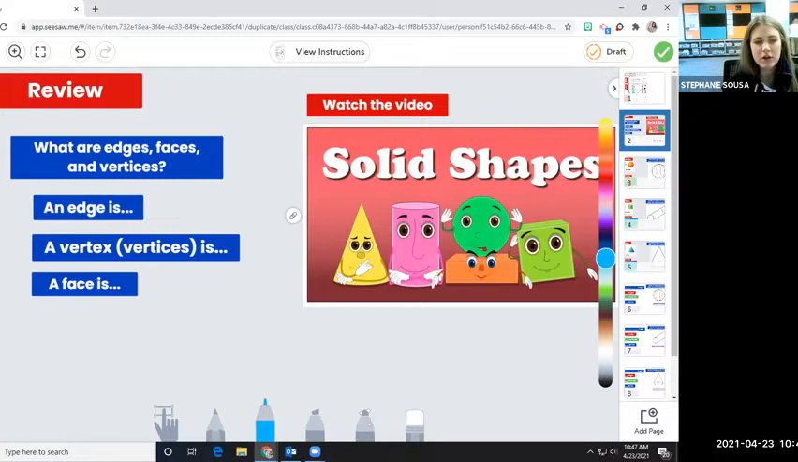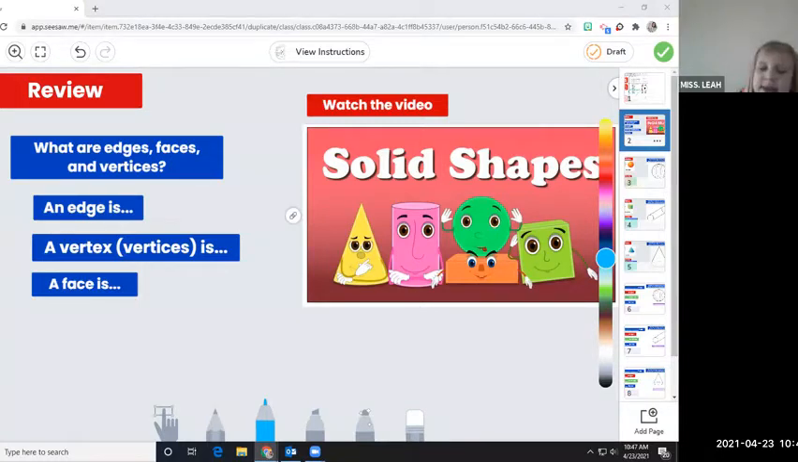Let's hear it from Leah. What's an edge? An edge is basically just a corner, but it's on shapes and other stuff.